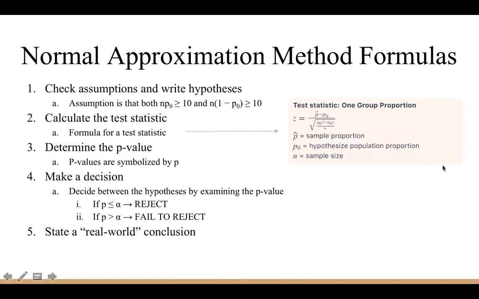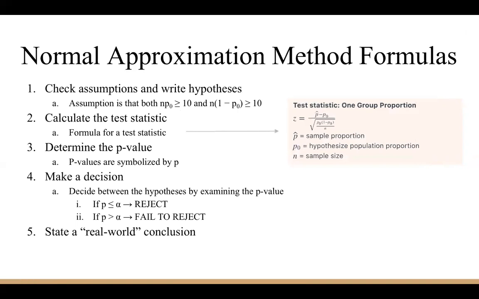Okay, so we're back to that 5-step procedure. You're going to check your assumptions, write your hypotheses, and make sure that there are at least 10 successes and 10 failures. And then you're going to calculate your test statistic using the formula on the right in the orange box. I'm going to spare you from reading it out loud because it's kind of a mouthful. But once you get your test statistic, you're going to determine your p-value using the normal distribution.